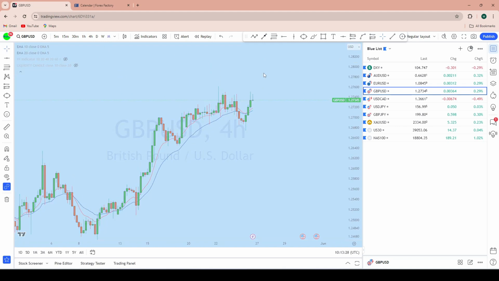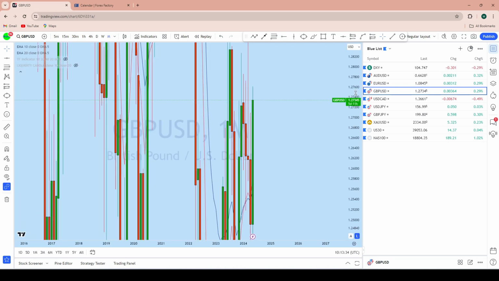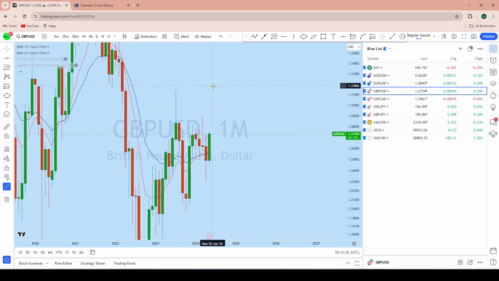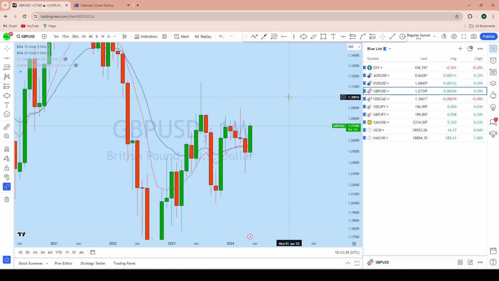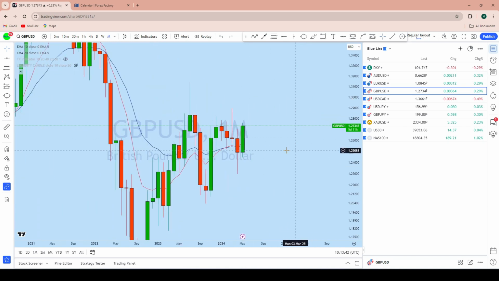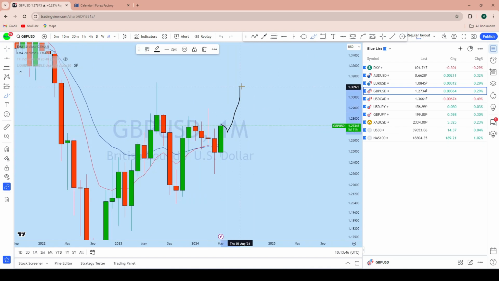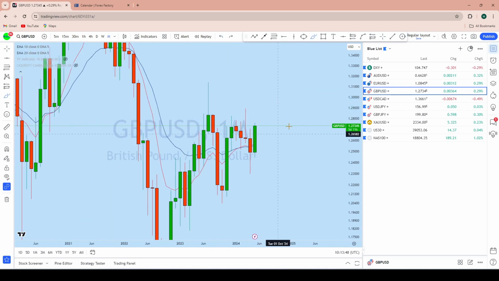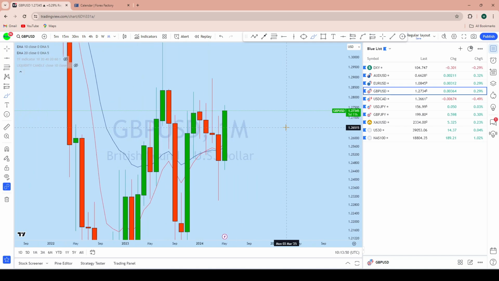Looking at the monthly chart on GBPUSD, this is the monthly bullish price action. With this monthly impulse, we can see the market has made a significant bounce from this level, and we will be waiting for the price to pull back and then continue to rise. As we can see, the market is in bullish movement.